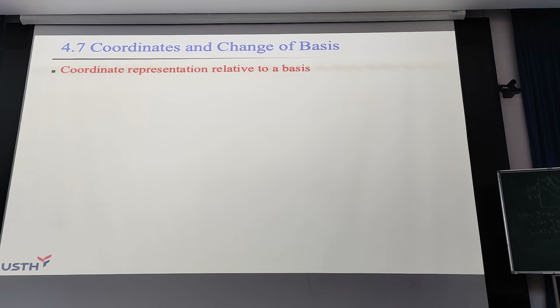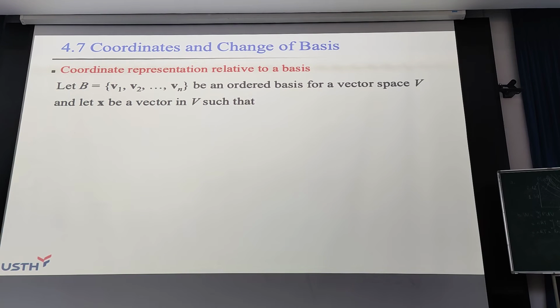Now, as I promised you, we are going to study the coordinate. The coordinate is something we can imply from the notion of the basis. Here I repeat: suppose that B consists of V1, V2, ..., Vn. Suppose that B is a basis for vector space V.